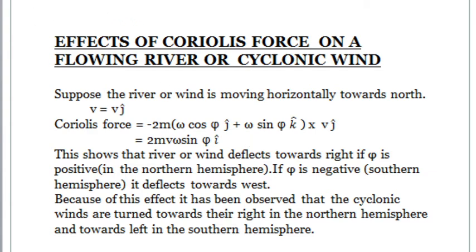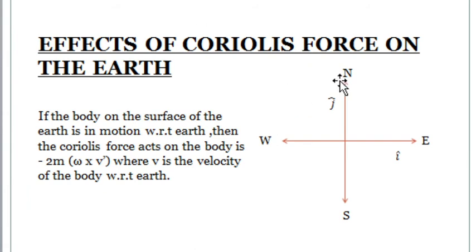Look at this figure. In the northern hemisphere, the deviation occurs towards the right. In the right direction, we can see the east. So, the deviation is towards east. But at the same time, in the case of the southern hemisphere, the deviation occurs towards the left side, that means towards west.